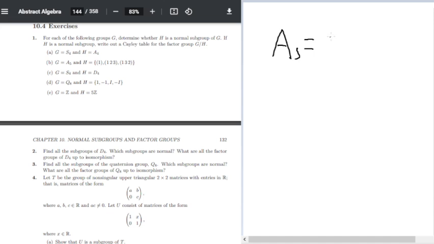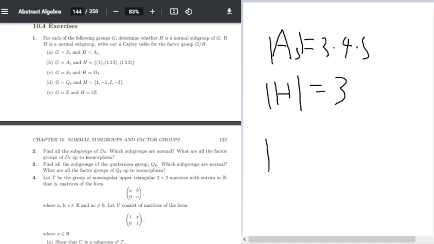So, A5 has order 3 times 4 times 5. And H has order 3. So we have the order, if it is normal, of the factor group A5 over H is equal to 4 times 5, which is equal to 20, which that's not a table I want to write out.